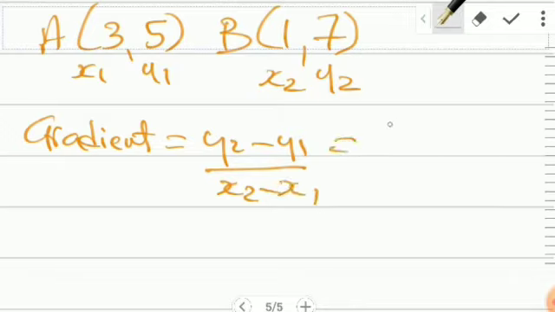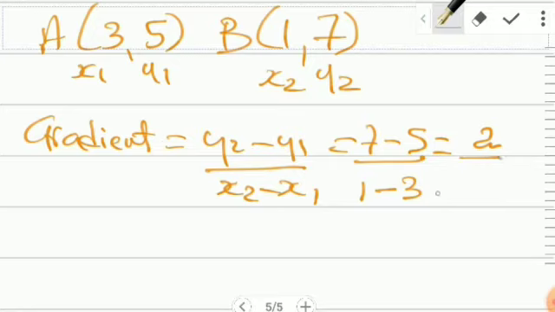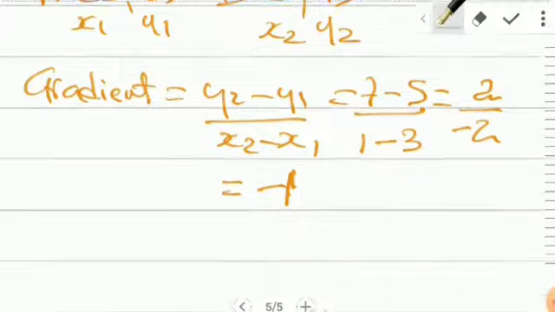This is really equal to 7 minus 5 over 1 minus 3. Finally, 7 minus 5 would have given us 2. 1 minus 3 would give us negative 2. So finally, the gradient is negative 1, as you could see here. So basically, that's gradient. Let's look at another point.